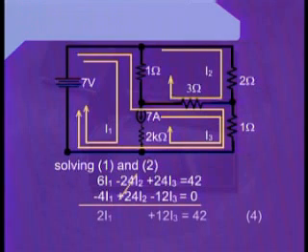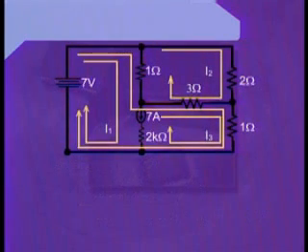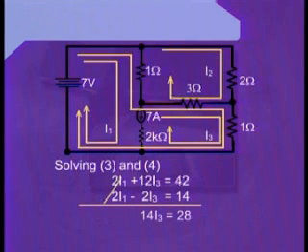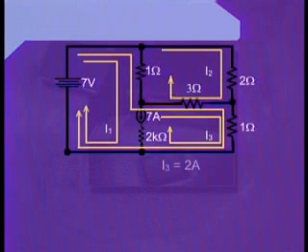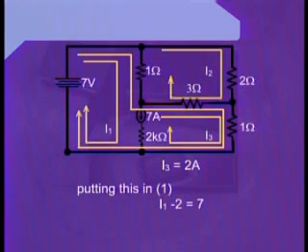Solving the equations 1 and 2 simultaneously, we can get rid of the unknown variable I2, so that we can have 2I1 plus 12I3 is equal to 42. Also, we can solve the equation 3 and 4 to get rid of I1. Therefore, we can have 14I3 is equal to 28. Further solving it, we can have I3 is equal to 2 amperes.